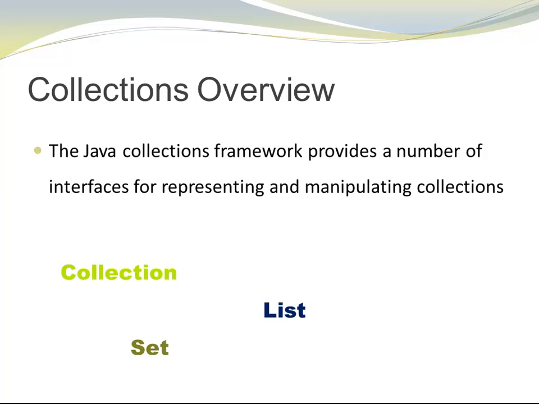Sets are collections that contain no duplicates. Maps are similar to dictionaries. Those are collections that map keys to values. Queues are collections that are designed to hold elements prior to processing.